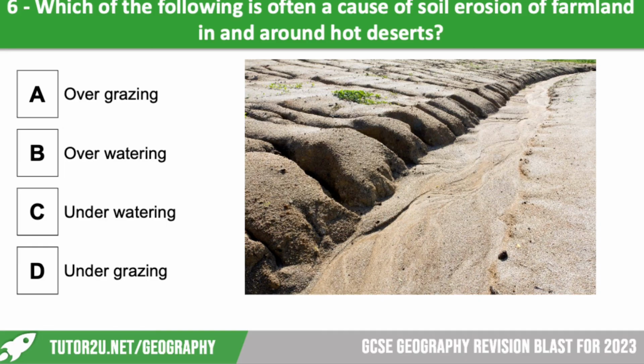6. Which of the following is often a cause of soil erosion of farmland in and around hot deserts? Now, we have just talked about this one, so it should be nice and easy. A, overgrazing, B, overwatering, C, underwatering, and D, undergrazing. Just going to give you a few seconds for this one. Hopefully we have remembered it is overgrazing.